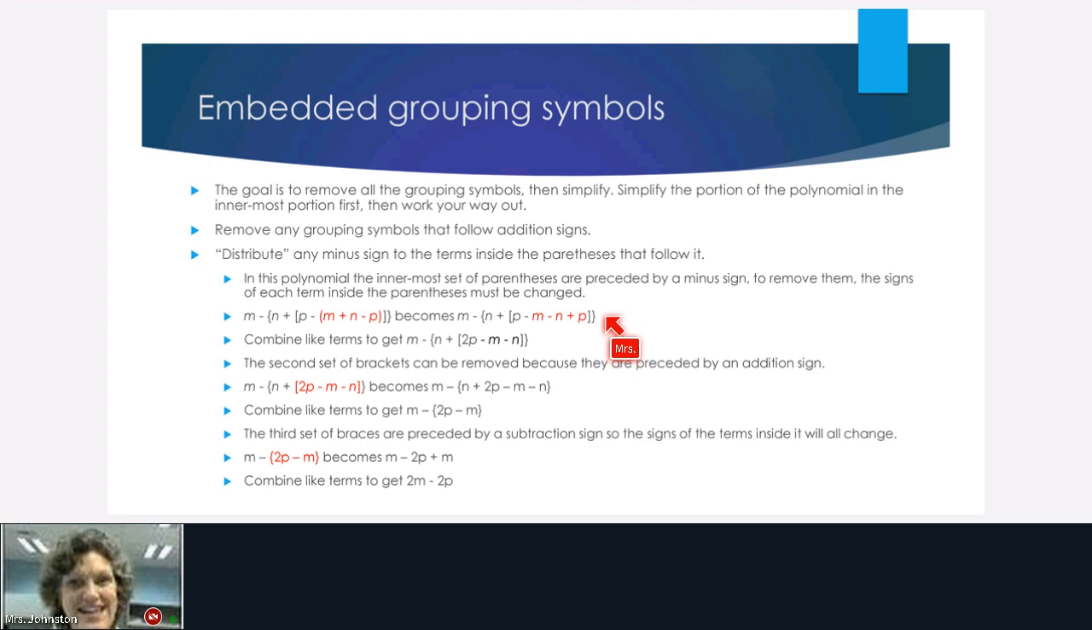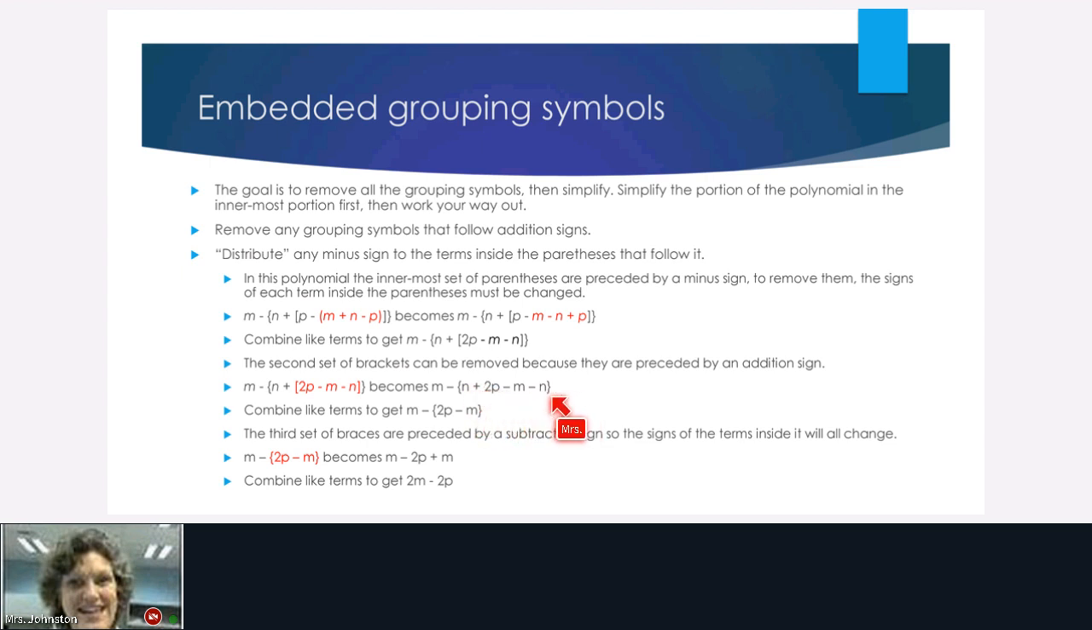I can go ahead and simplify whatever is in this bracket now, and the only two like terms are the two p's, so I can rewrite it as m minus brace n plus 2p minus m minus n in those brackets. Now, in front of the brackets, there's a plus sign. That means I don't need those brackets at all. I can just simply remove them. I don't need to change the signs. So I'm going to rewrite it as m minus brace n plus 2p minus m minus n.